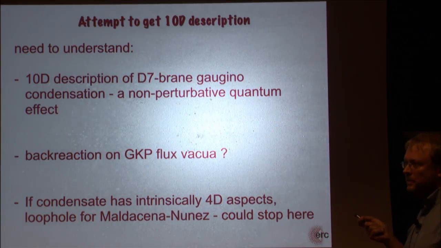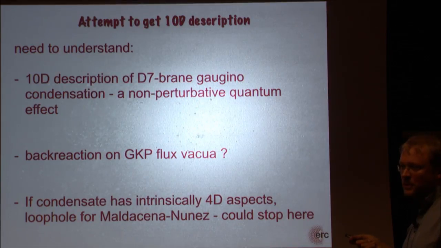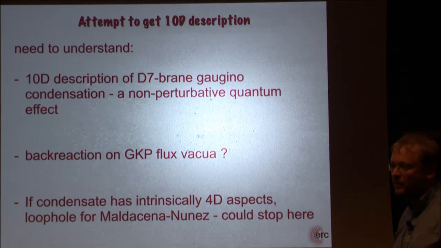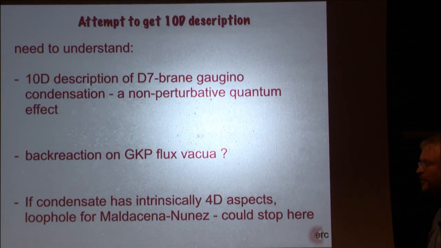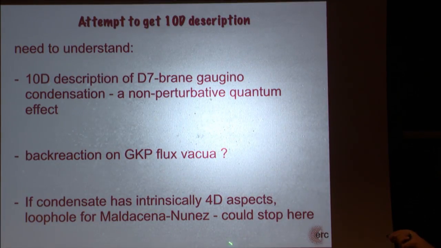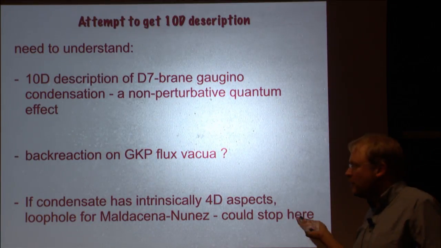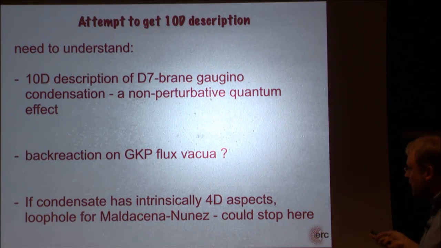Yes, that's true, but they are then paired with 7-branes in a way that they just satisfy the equations of motion, so that you get a no-scale solution back out. Yeah, that's true. But for the last step, so to speak, if this gaugino condensation is a manifestly 4D effect or has 4D aspects that I can't lift into 10D, then I could stop here already.